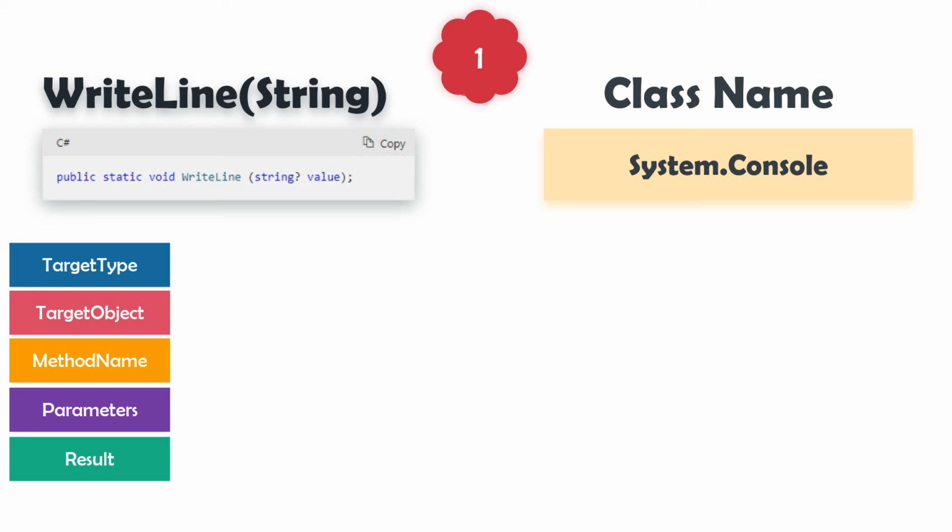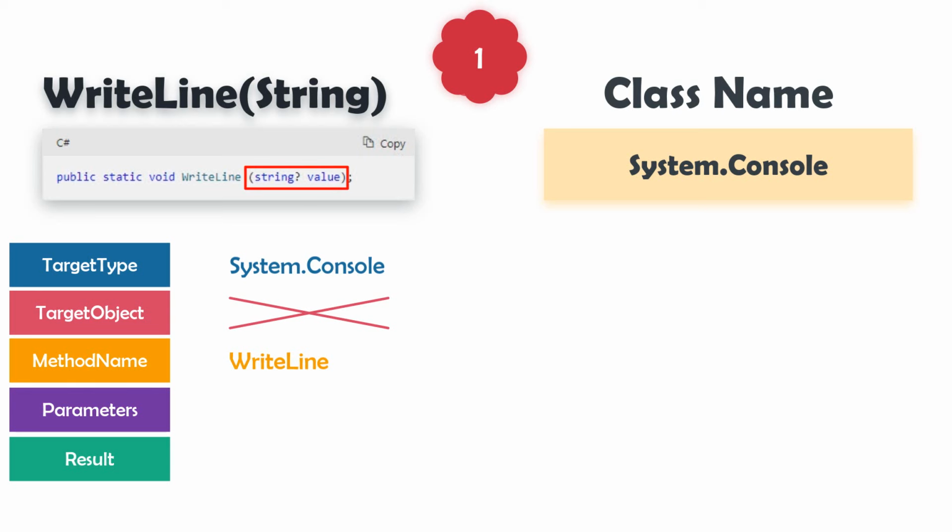As mentioned, we check first if the method is static or non-static. As you see, we have the word static, which means that we have a static method. In this case we have to write the class name and target type. The target object is not to fill in. And the method name is WriteLine. The fourth part is parameters.